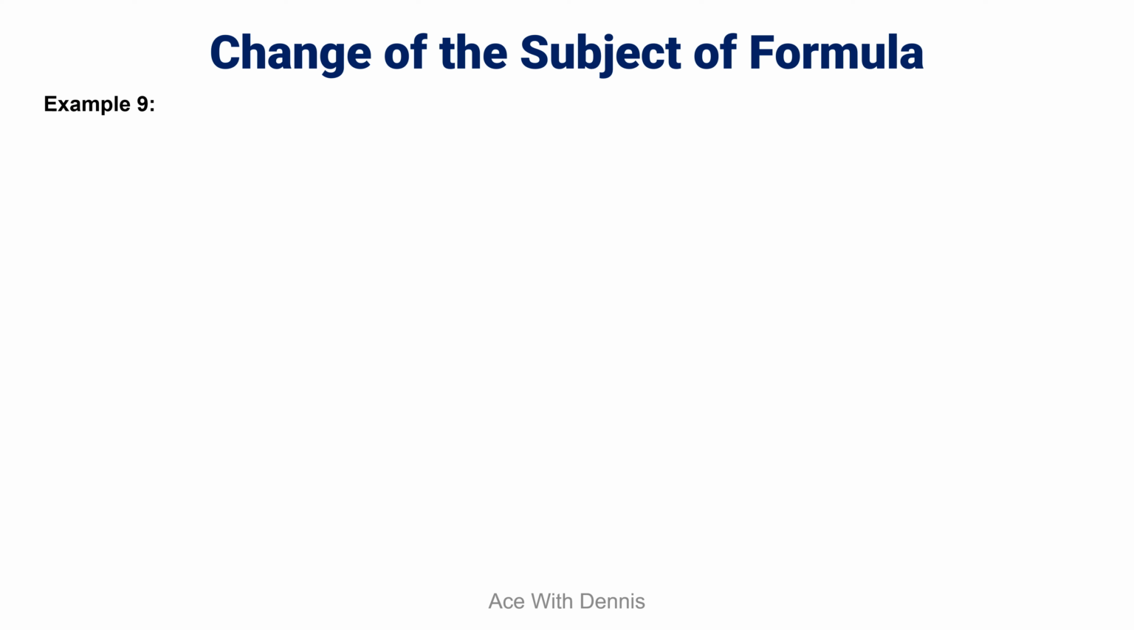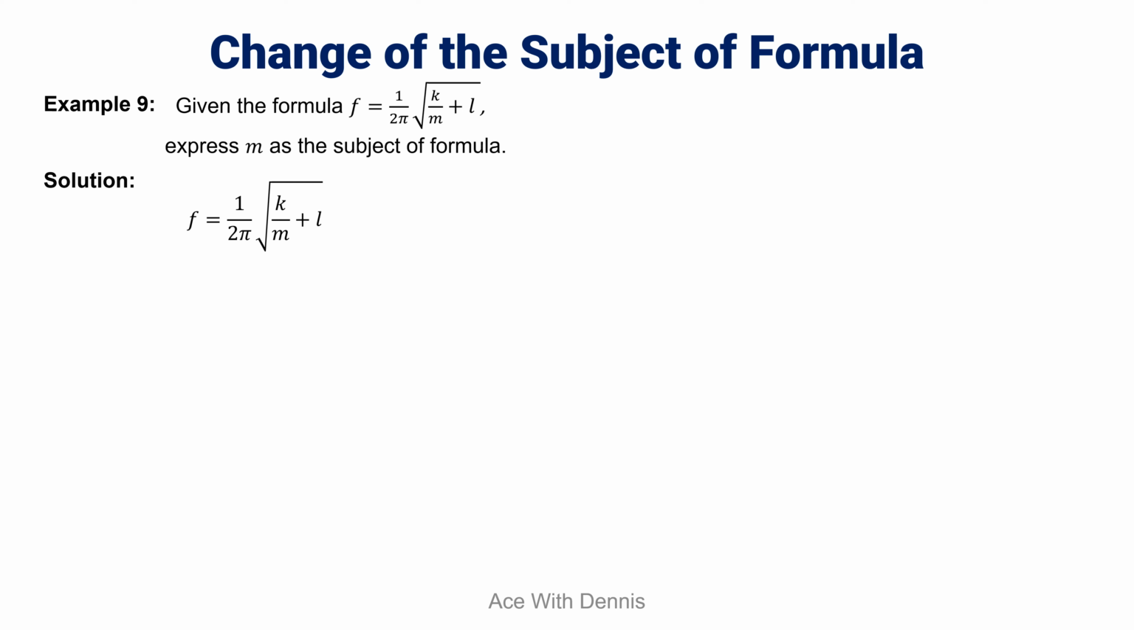Let's see one more example. Example 9. Given the formula f equals 1 over 2π times the square root of k over m plus l, express m as the subject of formula. So here's the solution. I want to make m the subject, so the m is here. The first thing I want to do is move this 2π to the left hand side. So it becomes 2πf equals the square root of k over m plus l. Because the 1 here actually is there, we don't write the 1.